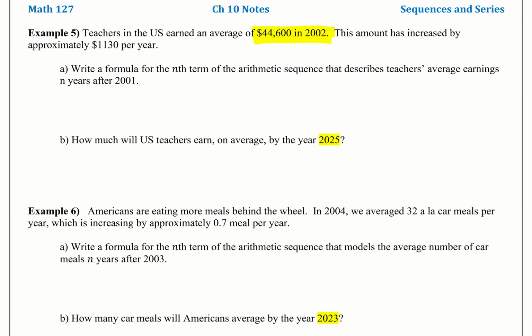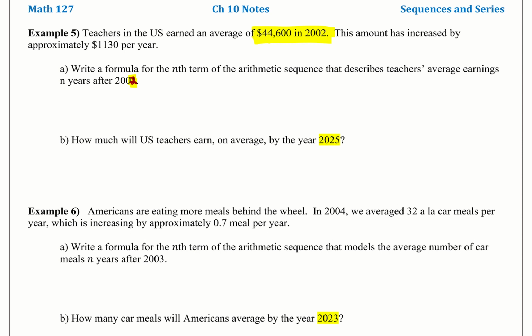All right, so we want to write a generalized formula for the nth term. Again, this is our general term, and we want to describe the teacher's salaries n years after 2000, and I think this says 2001, and it should say, I apologize, please fix that, 2002. Hopefully by the time you have this, I have fixed that on your paper.